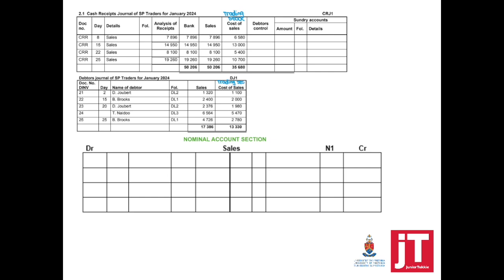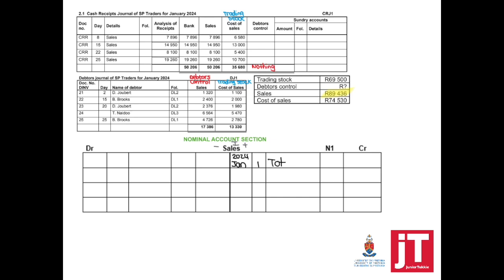Now we move on to the nominal account section. In my nominal account section, we have all our income and expenses. Very important, nominal account section means total brought forward. The plus is on the credit side, so on the credit side, we will have the total brought forward. And now we have to post from the cash receipts journal and the debtors journal.